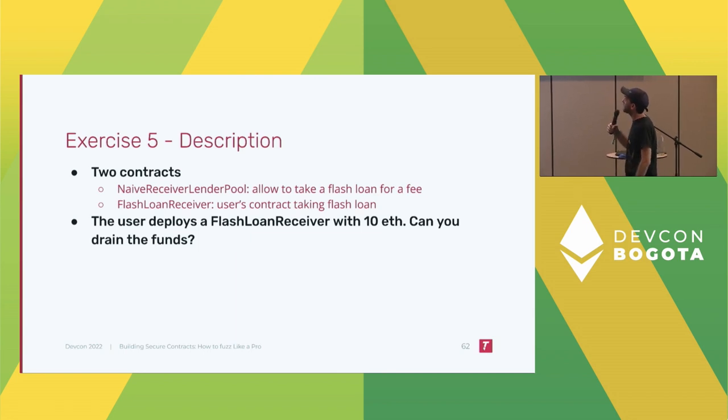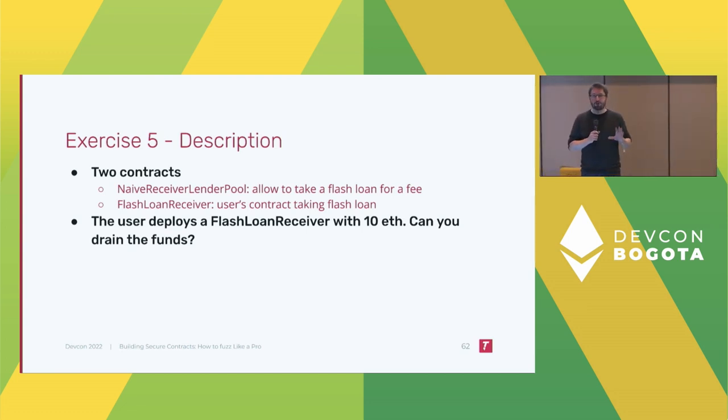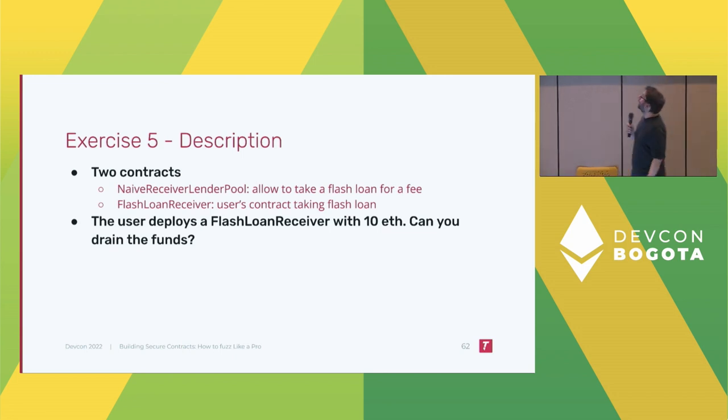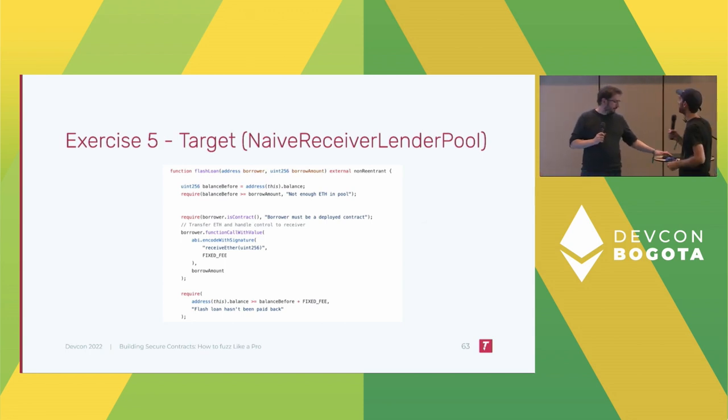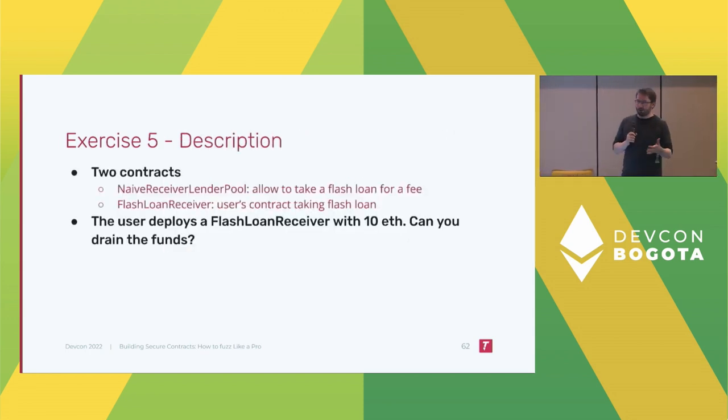Is it the naive receiver exercise? So what we want to do is we want to be able to drain the funds in the flash loan receiver, right? Just to give a bit of description of the challenge. Here you have two contracts. You have the naive receiver lender pool, which basically allows you to take a flash loan for a fee, and you have a second contract, which is a user contract that is going to interact with the pool.